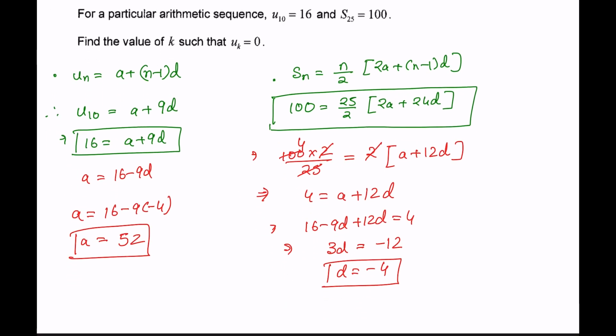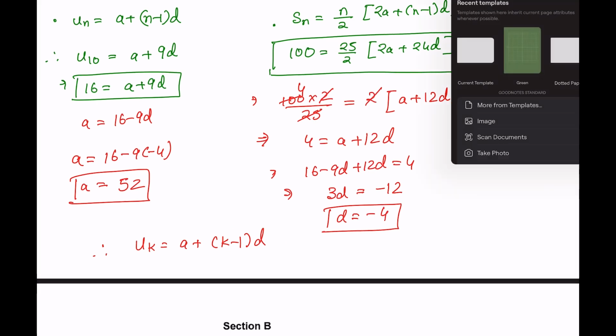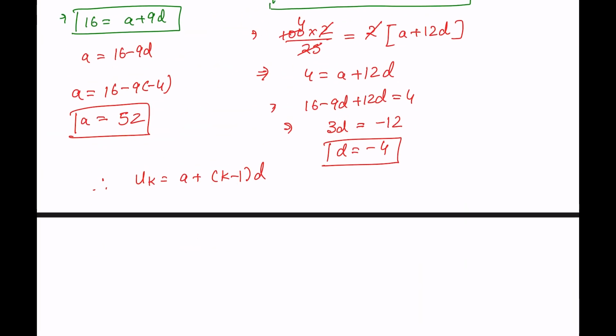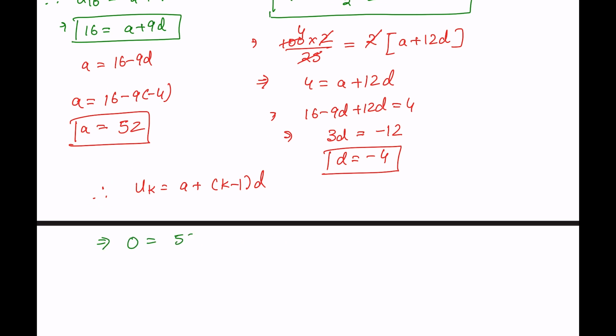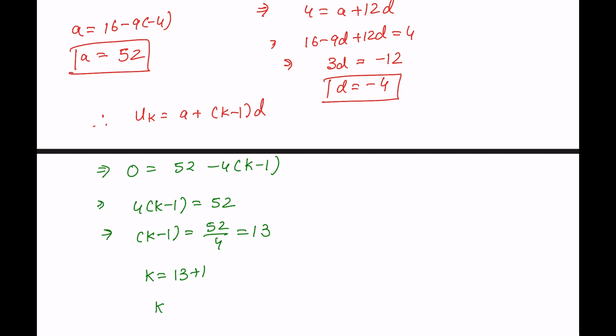You have to find the value of k such that uk becomes 0. So uk would be a plus k minus 1 times d. Now the value of uk would be 0, a is 52, d is negative 4, and here you have k minus 1. Just have to solve for the value of k and we'll be done. If I shift minus 4 times k minus 1 to the other side, it becomes 4 times k minus 1, which is 52. Now if I divide both sides by 4, 52 divided by 4 gives me 13, right? So k would be 13 plus 1, and the final answer is k equals 14.